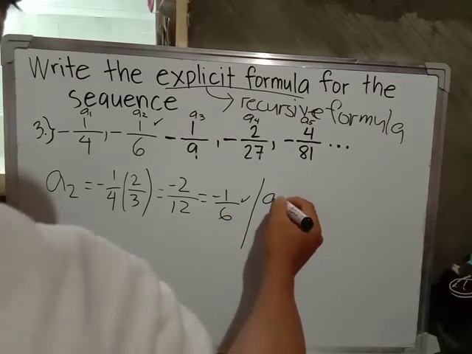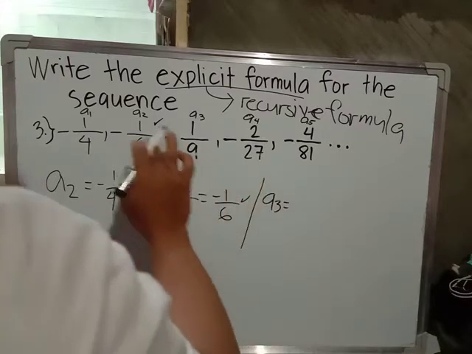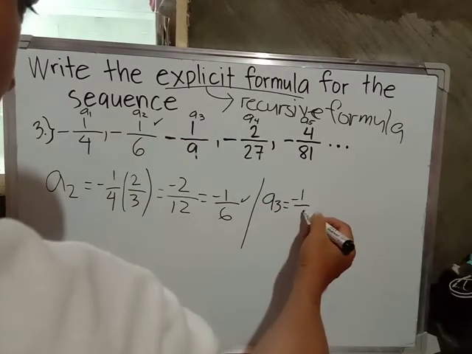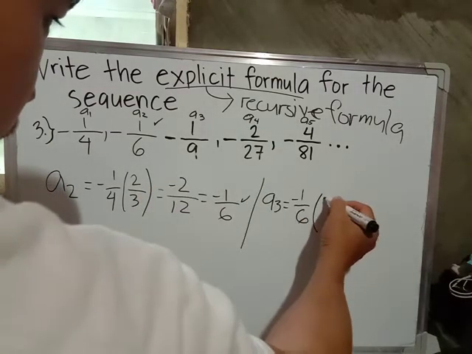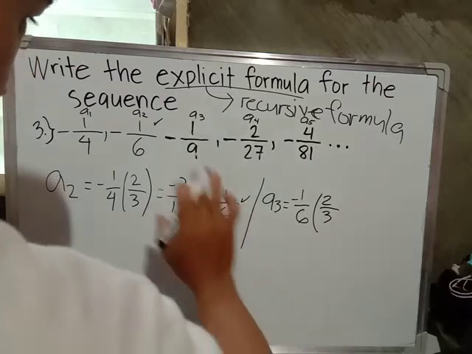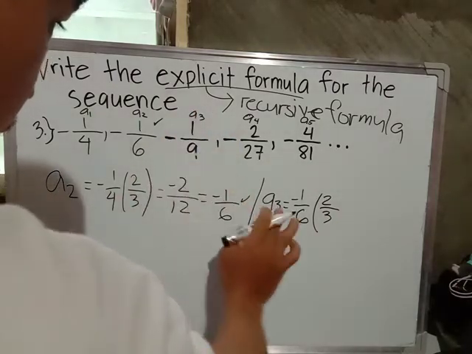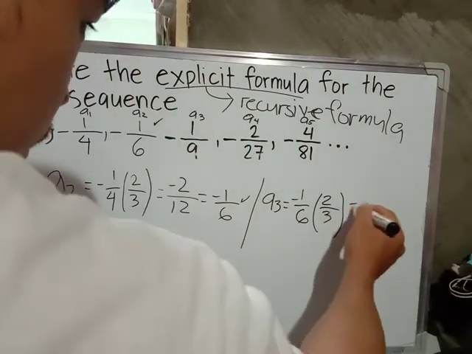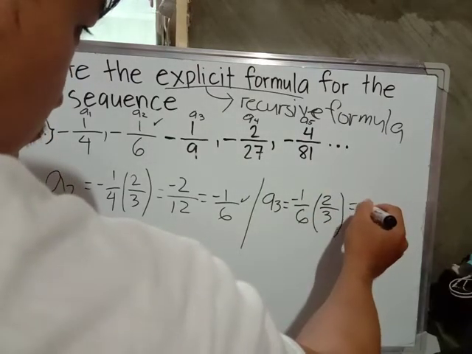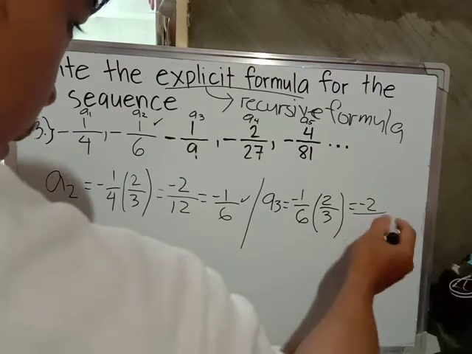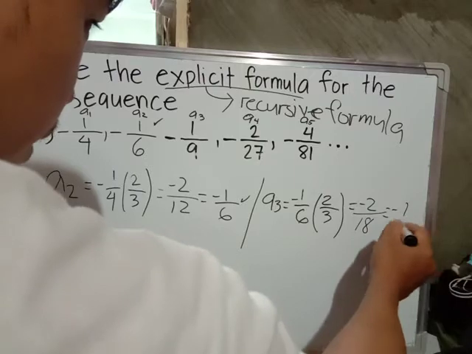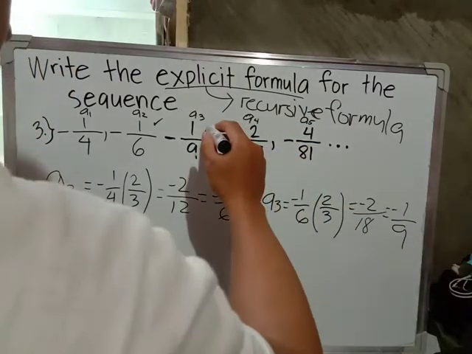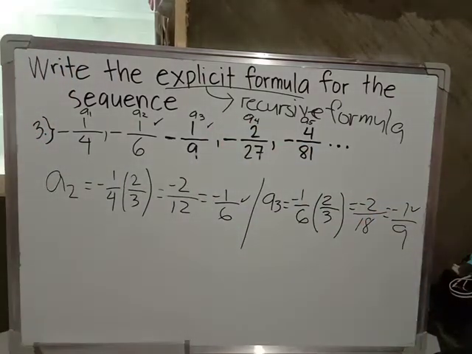And, try naman natin si E3. E3 by using E2, so negative 1/6, then multiplied by, siyempre gamitin natin si 2/3. Tingnan natin kung mahanap ba natin si E3 natin, which is negative 1/9. So, negative 1 times 2 is negative 2. Then, 6 times 3 is 18. So, reduce it to the lowest term is negative 1 over 9. So, nasapul natin si negative 1/9, which is our E3.